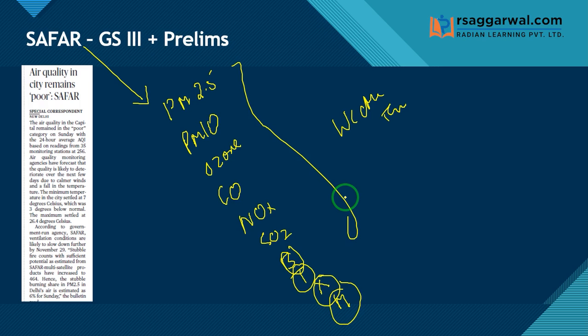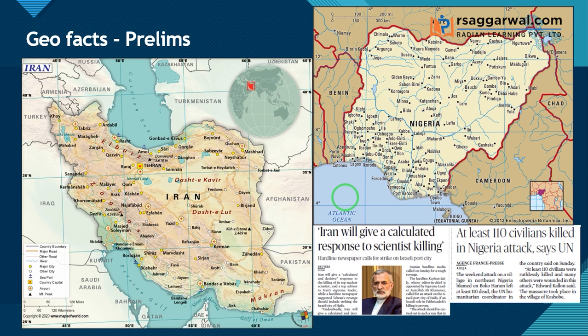With this, let us move on to the last article, or the last facts, about geography. Here geography becomes very important because you never know, UPSC can always ask you how many countries are bordering a country, or which sea or water body is bordering which country. So Iran is in news, Nigeria is also in news. In previous DNEs we've also discussed Ethiopia, right? The Tigray region is located in Ethiopia. So for today, let's limit our discussion to Iran and Nigeria.